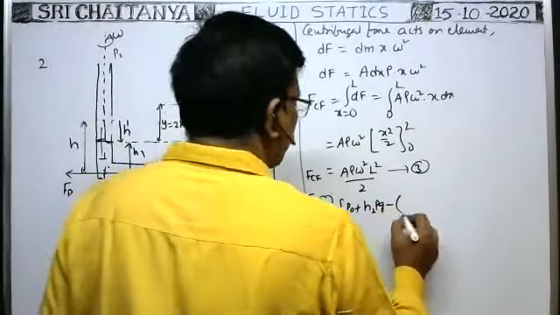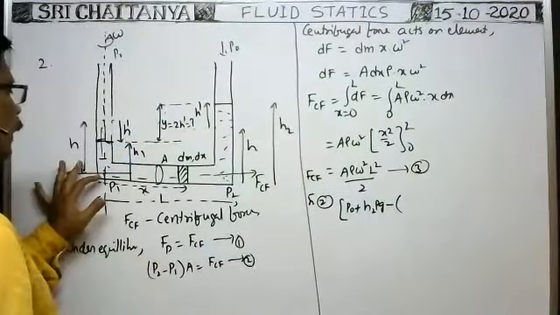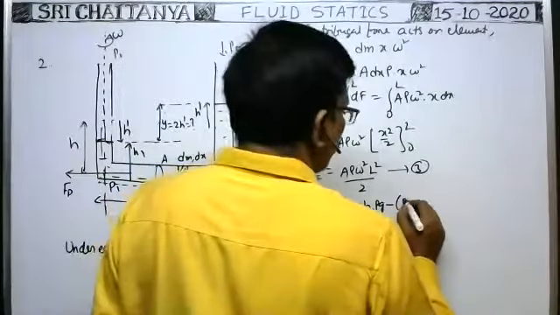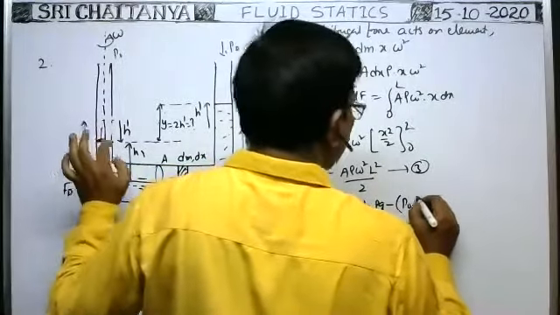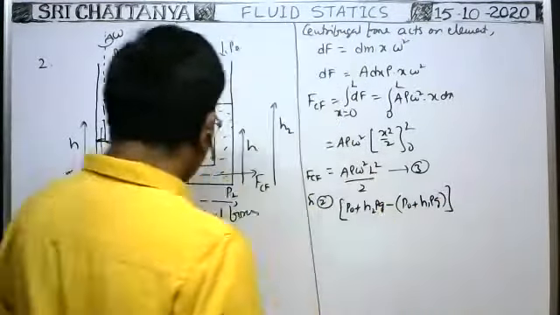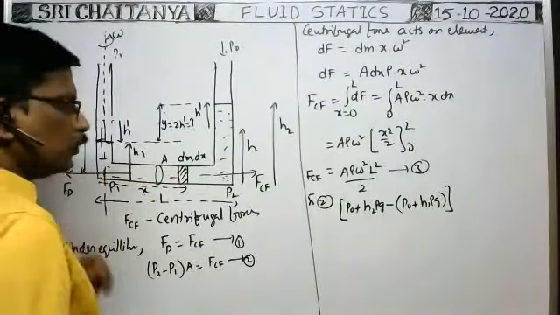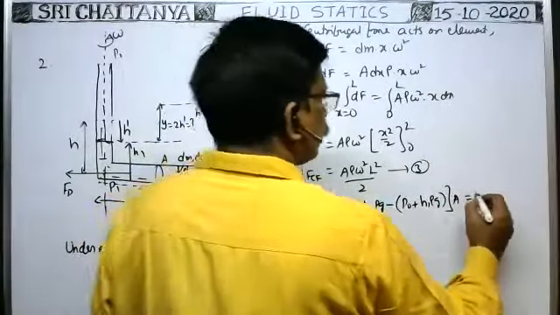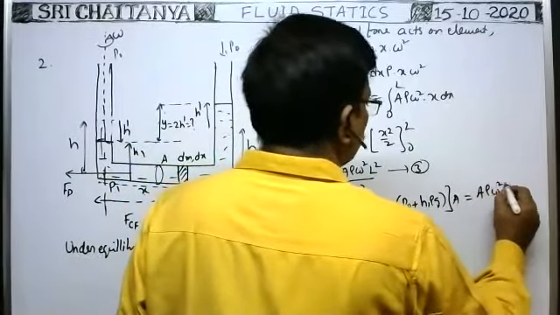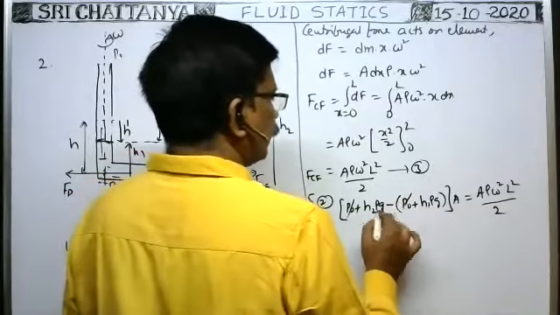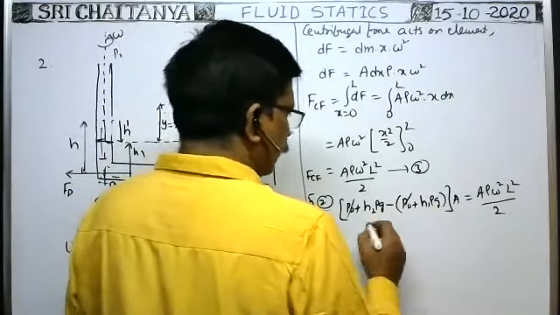Minus the pressure at this point. P1 means P0, atmospheric pressure acts at this point, P1 is P0 plus the pressure due to the height of the liquid column H1 into density into g into the area of cross section of the tube A. That is equal to FCF, which is this only, A rho omega square L square by 2. So P0 cancels. Here in both the terms we can take rho g common.